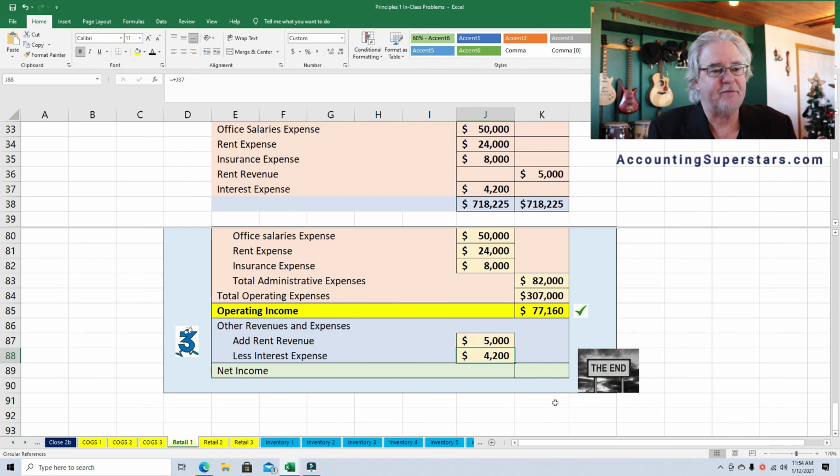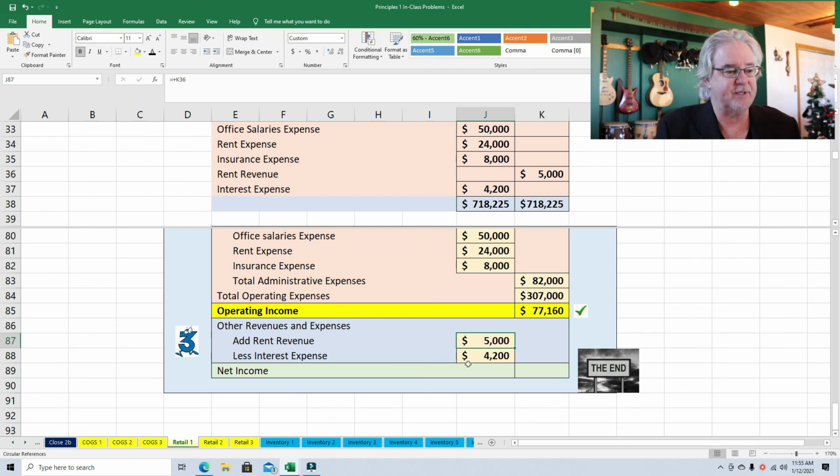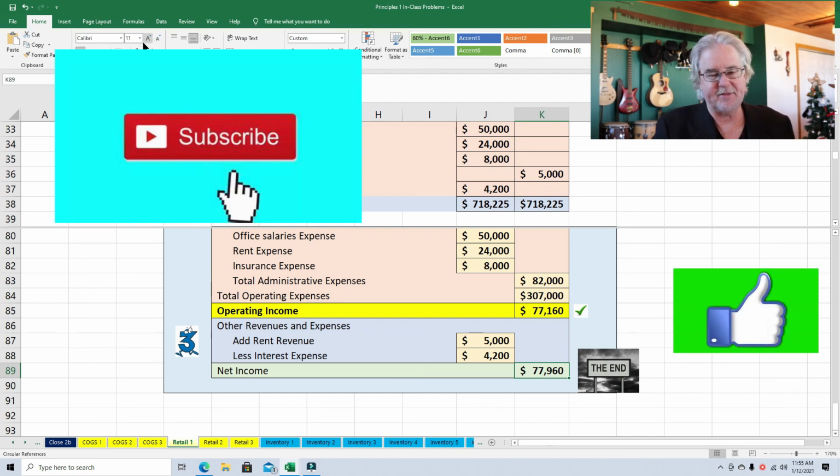There we go. Now we have to be careful here, and I know I didn't put things as negative numbers and positive numbers, that kind of thing, but we just have to be careful and know that rent revenue, that's more or less money coming in, and interest expense, that's money going out. So we're going to net the two together here essentially. So what we're going to do to find the final net income here, we're going to take the 77,160, we're going to add the rent revenue 5,000, and then we're going to subtract the interest expense. So you got to be thinking about what you're doing. Comes to 77,960, and so we are done, folks.